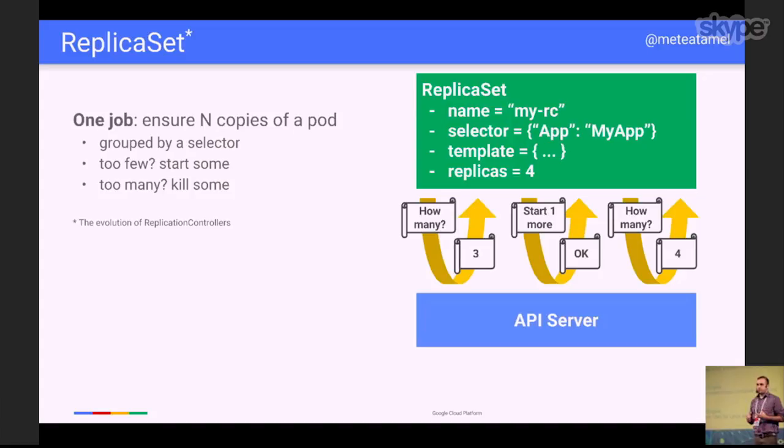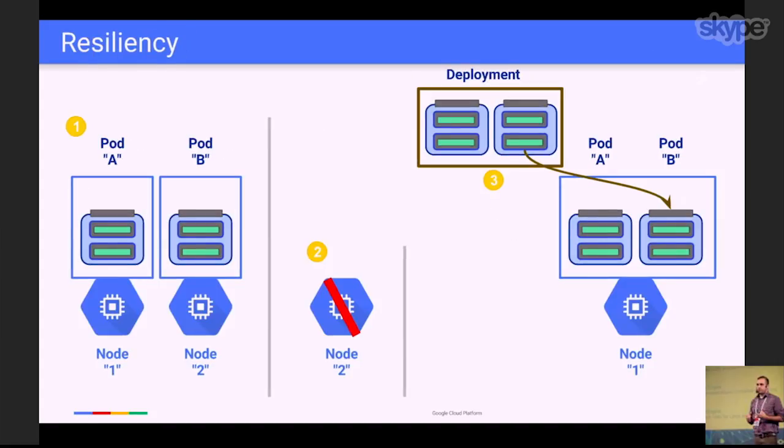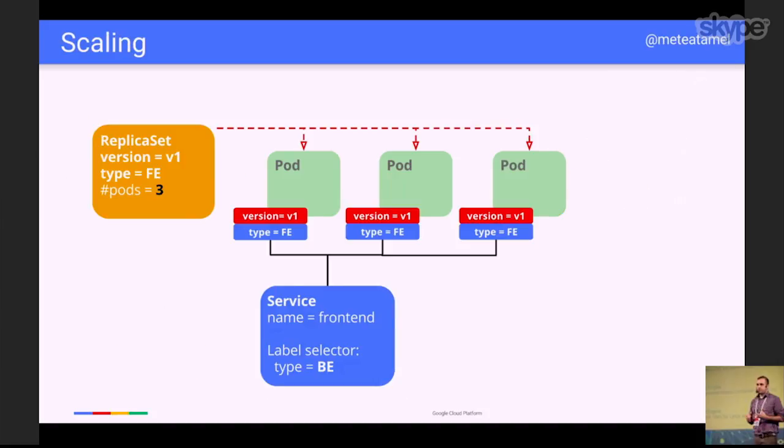The replica set will constantly ask the API server how many pods are running. If we have 3, then it will start more. If we have 4, then it will just wait. So it will always make sure that there are 4 pods running at all times. For example, let's say we have 2 pods, pod A and pod B, and pod A is living on node 1, and pod B is living on node 2. If something happens to node 2 and it goes down or goes away for whatever reason, then the replica set will watch this, and it will reschedule pod B onto the other existing node 1. It will just do that automatically for you. So that's the resilience that you get from the replica set.